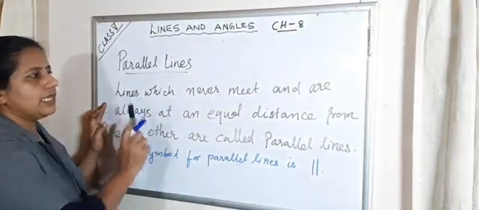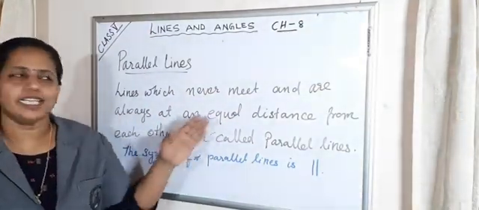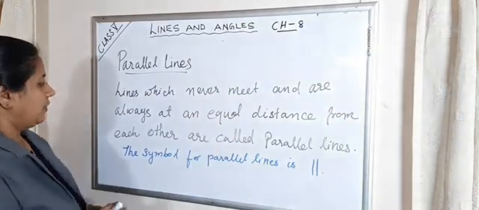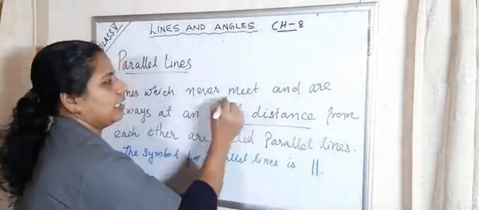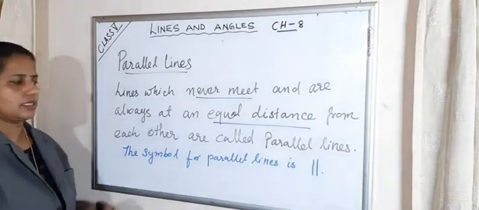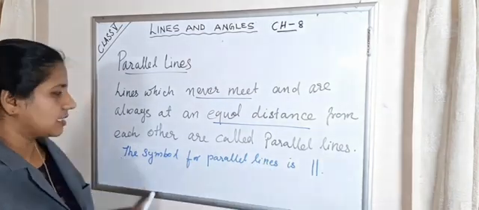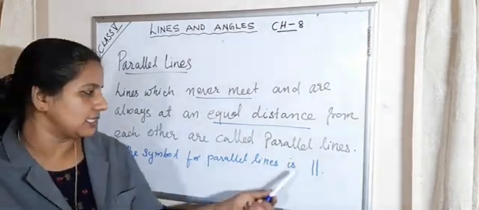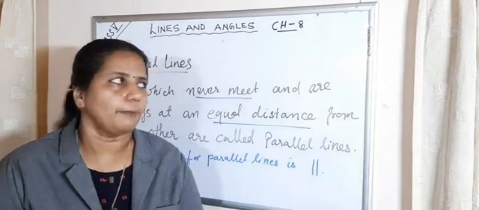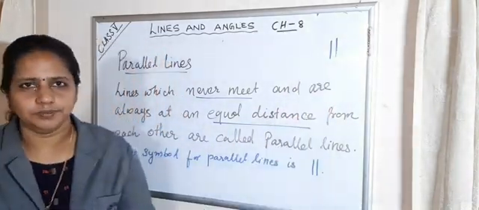That is, lines which never meet and are always at an equal distance from each other are called parallel lines. The symbol for parallel lines is this one, parallel, like this way. Okay? Write it.